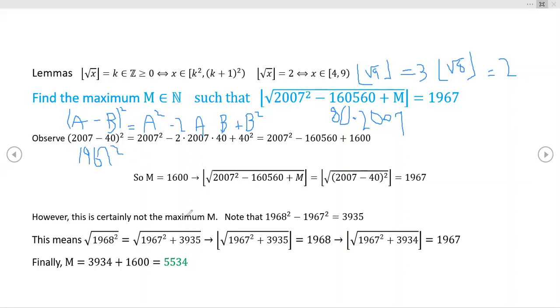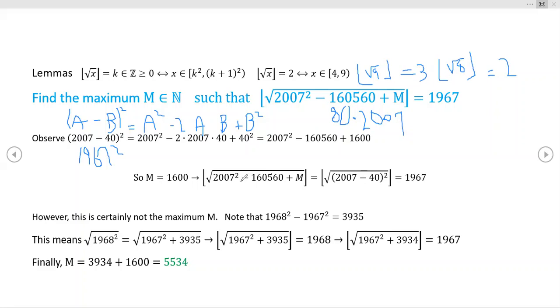And so for m equal to 1,600, we get that the floor of our original expression is equal to 1967 as desired. But that would be a minimum. It's certainly not the maximum, because you have an entire range of numbers. Like here, there's an entire range of numbers where the floor is 2. It's the very same for this. This would be 1967 squared and 1968 squared as far as this lemma goes, and notice we're excluding the k plus 1 squared.